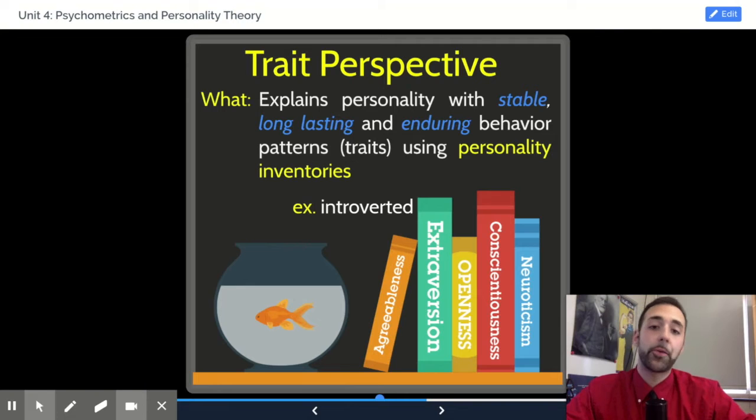With trait perspective, we're trying to identify some nice, stable, long-lasting, and enduring behavioral patterns and use those as a means of describing personality. So, for example, we're trying to use the word introverted to describe someone who's shy and reserved. We're trying to use the word extroverted to describe somebody who's really talkative and outgoing. We're going to be using a variety of traits in order to identify clear behavioral patterns that are long-lasting and enduring, meaning they're not a one-off. It's not one day you're really social. It's really a consistent aspect of your behavior.